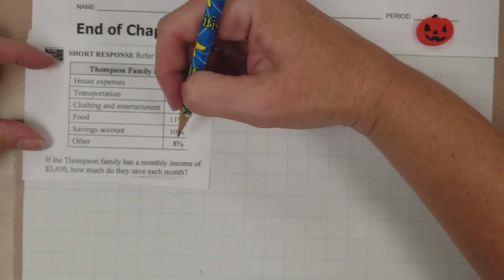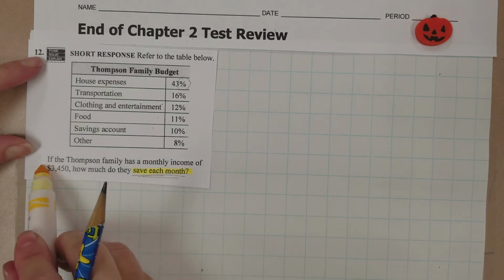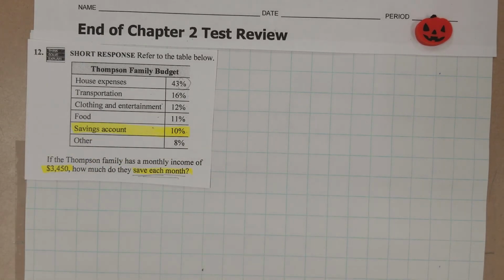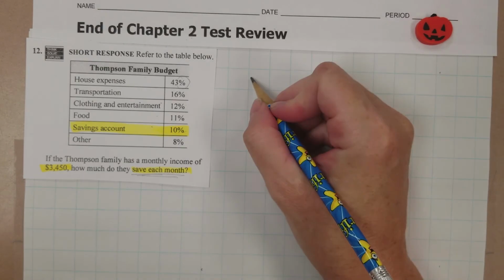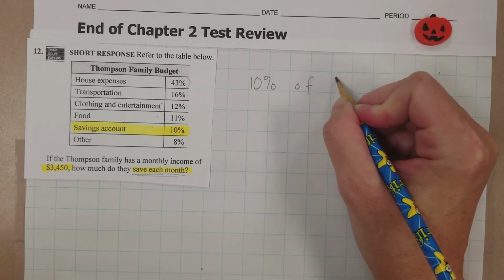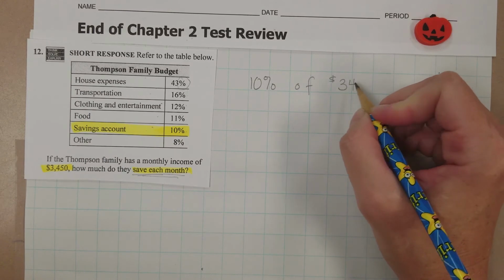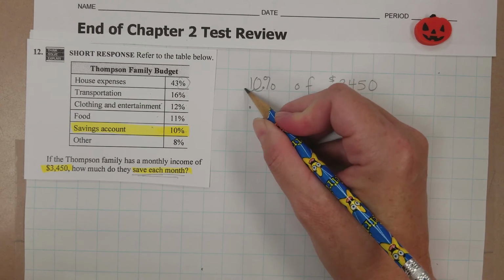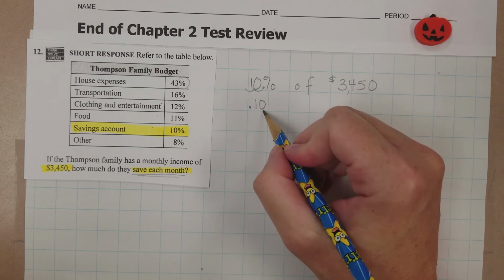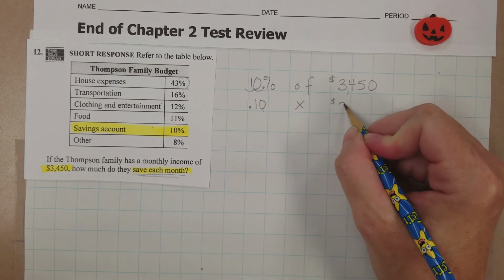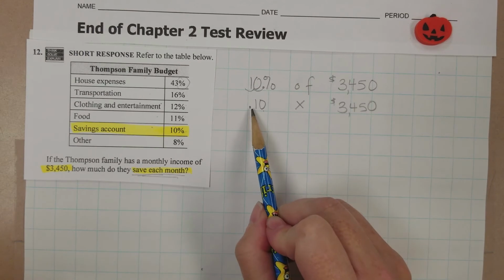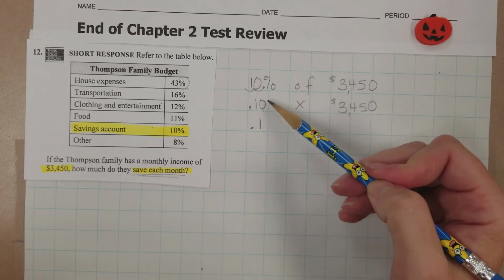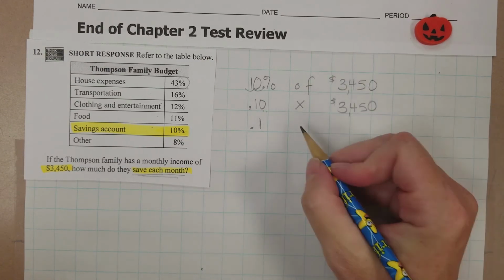Okay, so you look at the savings. So the question is, how much do they save each month? They have $3,450, and their savings account, they put in 10% every month. So you want to find out what 10% of $3,450 is. So we change this to a decimal by moving the decimal point over twice. So that's 10%, or 10 hundredths times 3,450. Now, 10 hundredths and 1/10 are the same value. And when you multiply, if you can get rid of unnecessary zeros, the better.